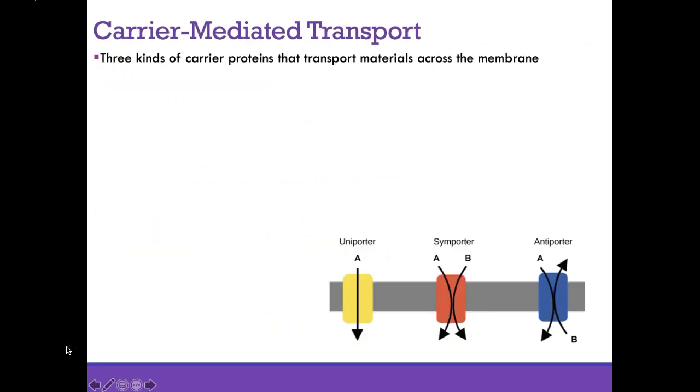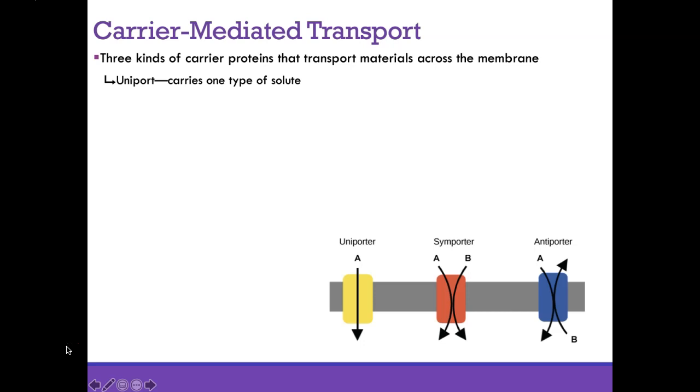So sometimes we need to use carrier proteins in order to transport materials across the membrane. And again, this is still passive transport. No energy is needed. So we're still going from high concentration to low concentration. But if the material we're transporting is polar, for example, it can't just cross the membrane by itself. So we need some help from a carrier protein.